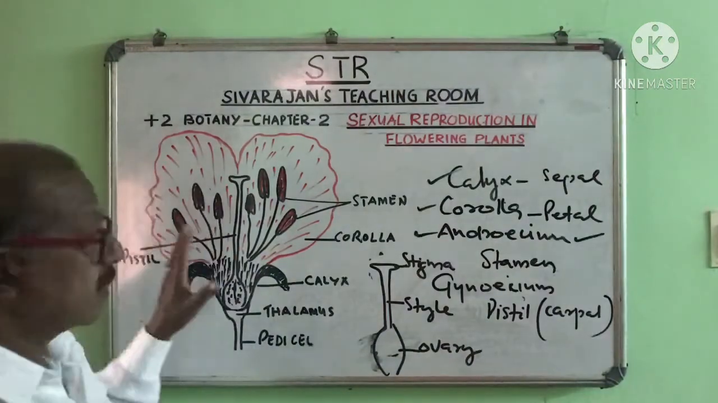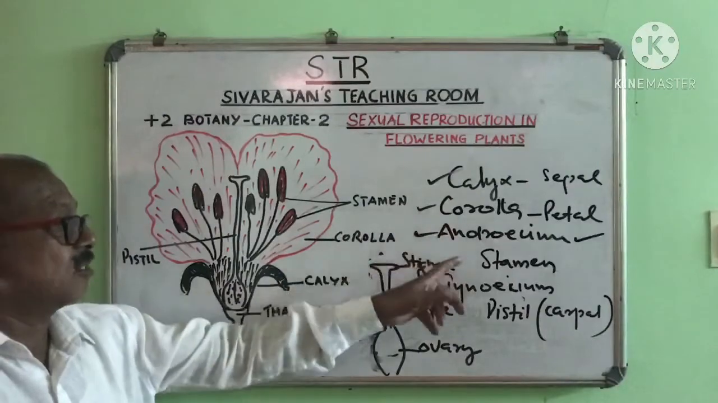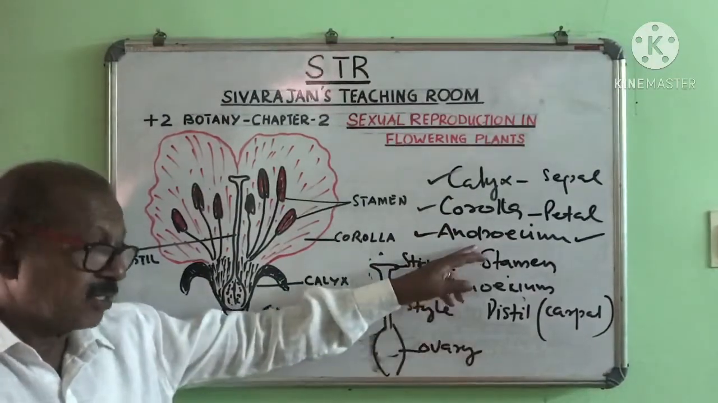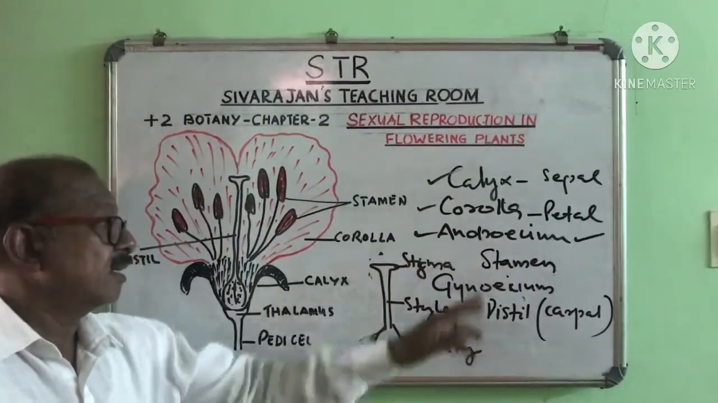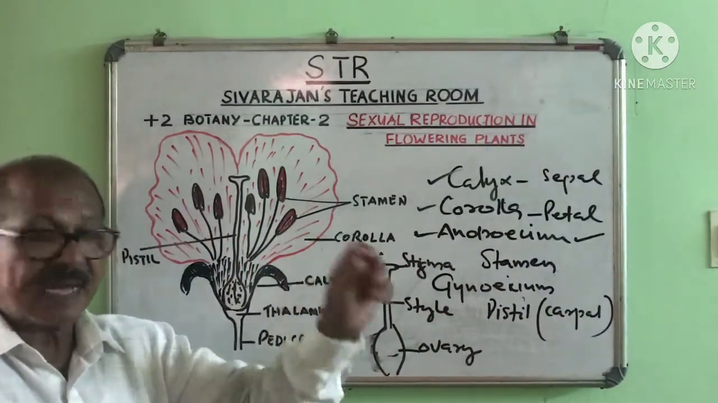So what are the different parts of the flower? A flower has got 4 parts: calyx, corolla, androecium, and gynoecium. Androecium is the male reproductive part. It has many stamens, and each stamen has 2 parts: the filament and anther.